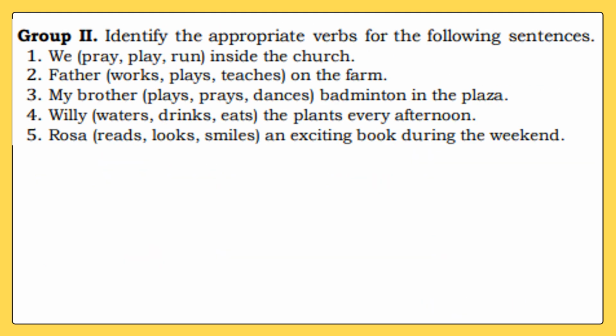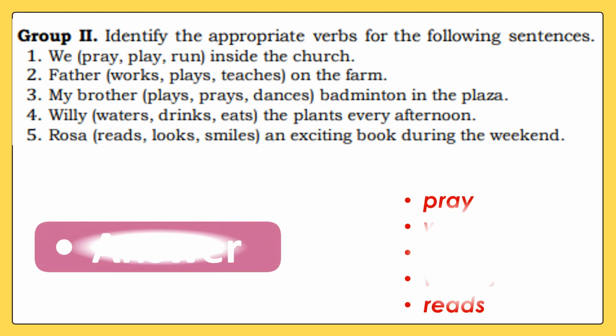For group number 2, identify the appropriate verbs for the following sentences. Number 1, we pray, play, run inside the church. Number 2, father works, plays, teaches on the farm. Number 3, my brother plays, prays, dances the badminton in the plaza. Number 4, Willie waters, drinks, eats the plants every afternoon. And number 5, Rosa reads, looks, smiles an exciting book during the weekend.